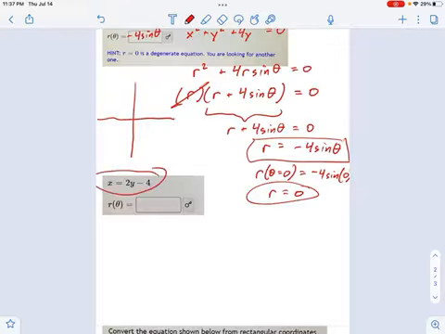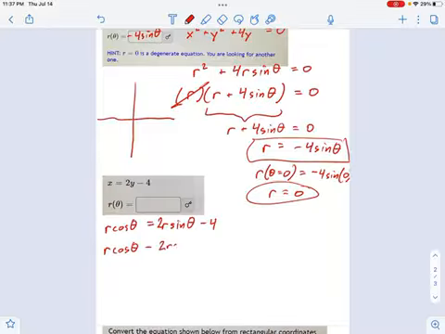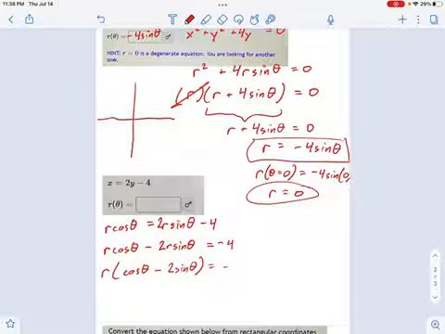Now with this one, I don't have a whole lot of algebra to sort out. It's not going to get a whole lot simpler than what we have here. So I'm just going to go straight for the substitutions. I'm going to say r cosine theta equals 2r sine theta minus 4. And I want r by itself on one side. So let's get going with that. This is r cosine theta minus 2r sine theta equals negative 4. I'm going to factor out a GCF. This becomes r times (cosine theta minus 2 sine theta) equals negative 4.